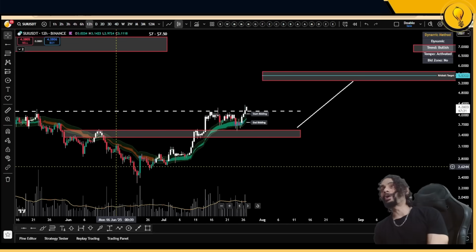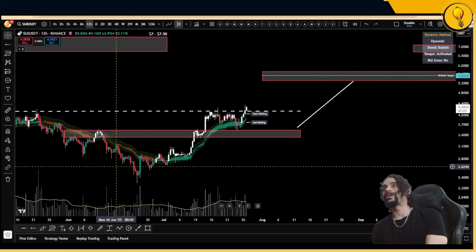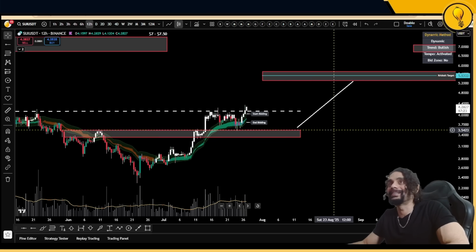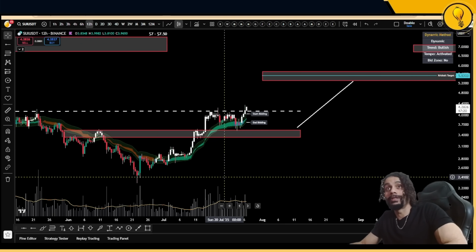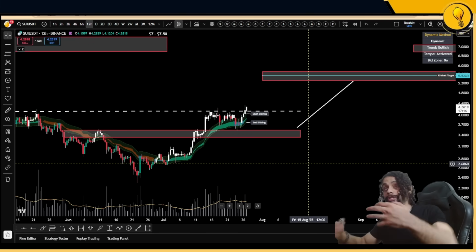Alrighty, good morning. This is going to be a quick trade idea on Sooie. We have some short-term targets as well as some long-term targets. This trade is looking really good. I've already gotten in myself. Now we're going to be building into this trade.